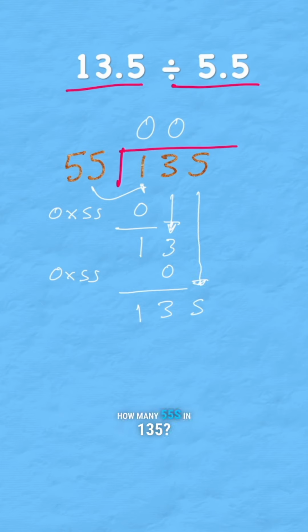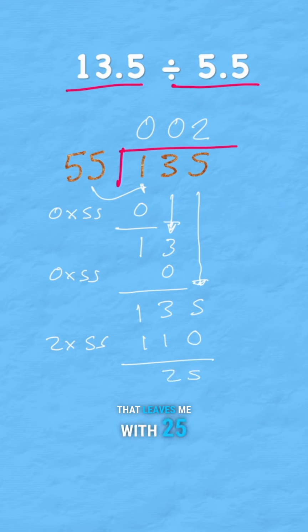How many 55s in 135? There would be 2 whole. Check how many I took away by doing 2 times 55 is 110. That leaves me with 25, but I can't put remainder 25 because my question was in decimal, so I want to give a decimal answer.